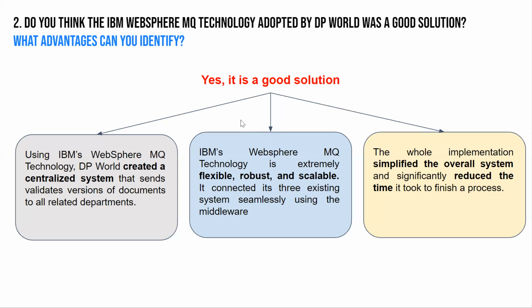And the third, why it is a good solution. It is such a good solution because the partnership between IBM and DP World helped DP World to simplify the overall system and reduce the time it took to finish a process. Before using IBM, DP World used humans as the resource for all of the work, and we all know that using humans takes a lot of time, takes a lot of cost, and also sometimes human error is likely to happen at the end of the day.